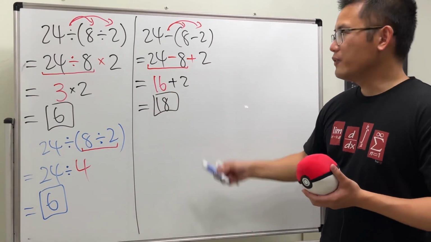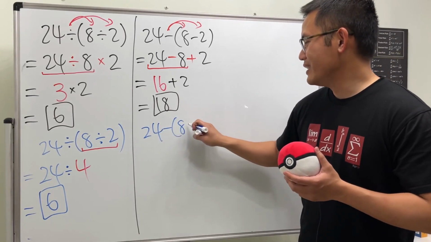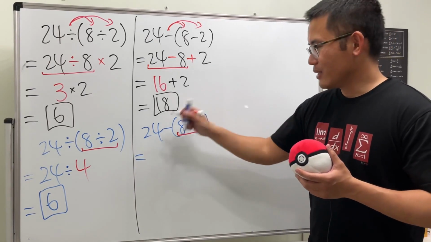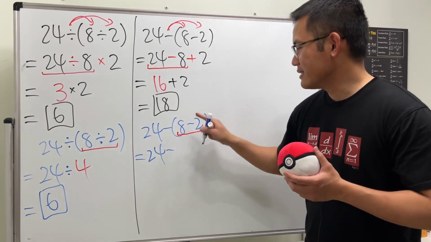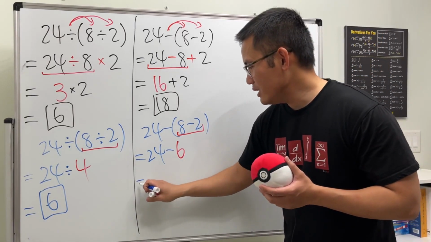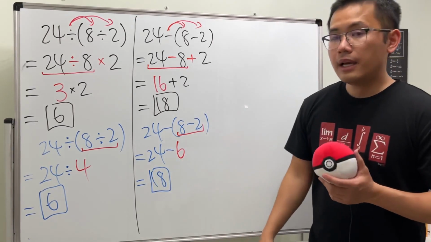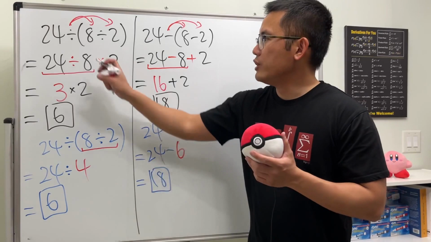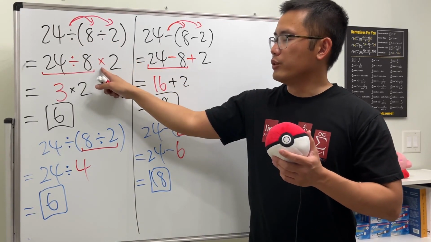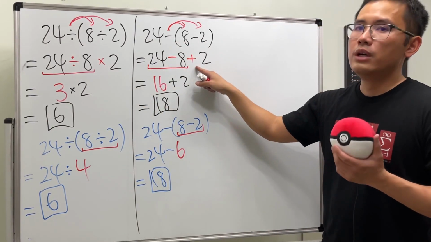Is this correct? Of course, we didn't need to use the distributive property. Let's just do it the usual way, meaning inside out. So here we get 24 minus 8 minus 2, which is 6. 24 minus 6 is equal to 18. Of course, same answer. So these two are the cases where you have to change the symbol when you distribute, right? Division here, you turn that into a multiplication, and then subtraction here, you turn that into an addition.